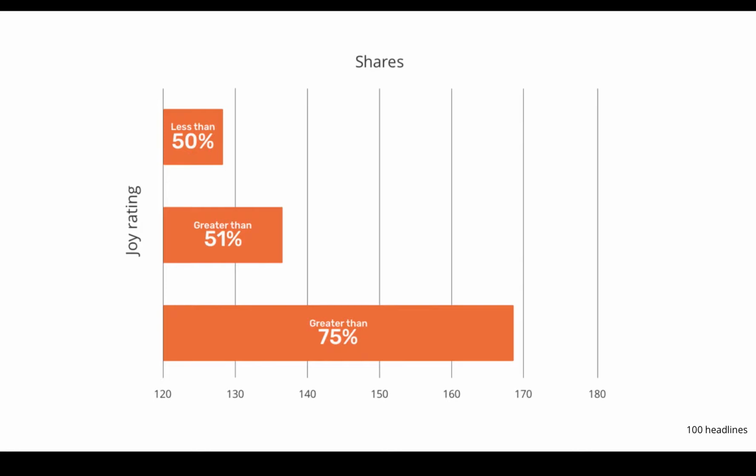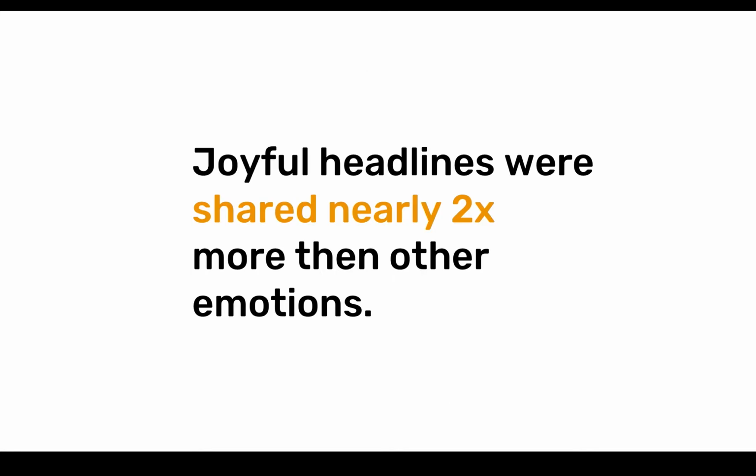Lastly, anything above 75 had an average number of shares of nearly 170, so by far the largest. We came to one conclusion. Joyful headlines were shared nearly 2 times more than other emotions. So, we found out that when you're looking to optimize your content for social shares to get more strangers' eyes onto it, optimize your headline for the emotion of joy.